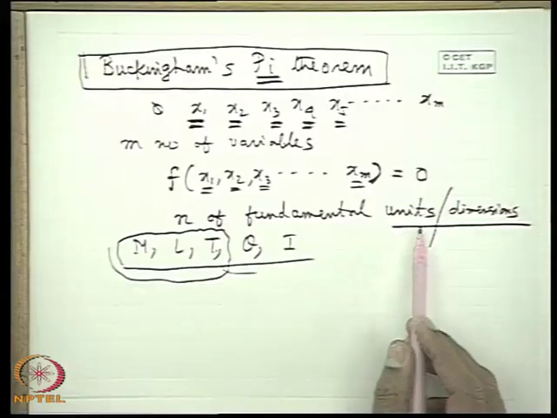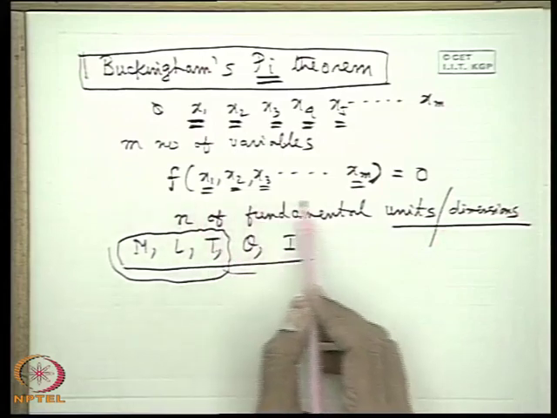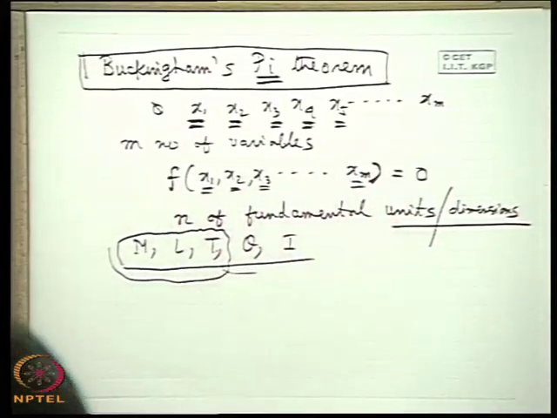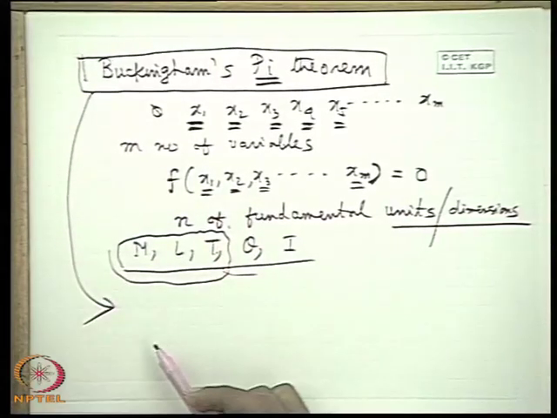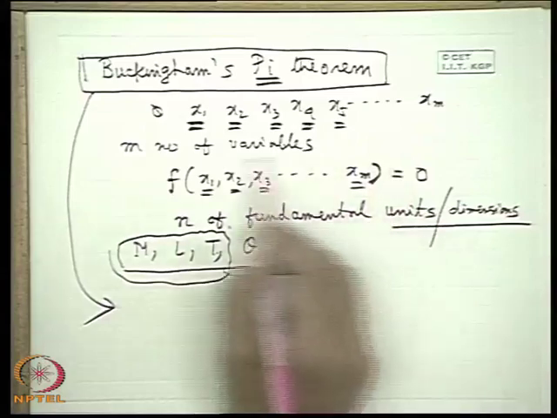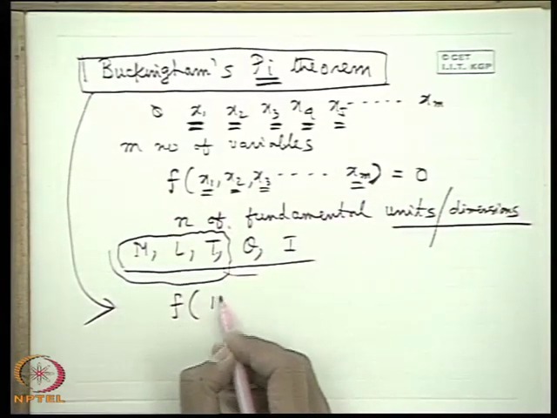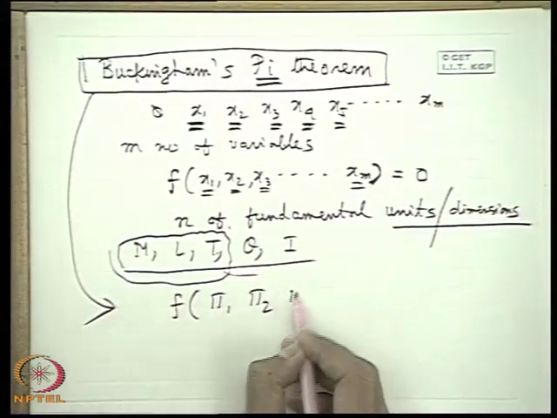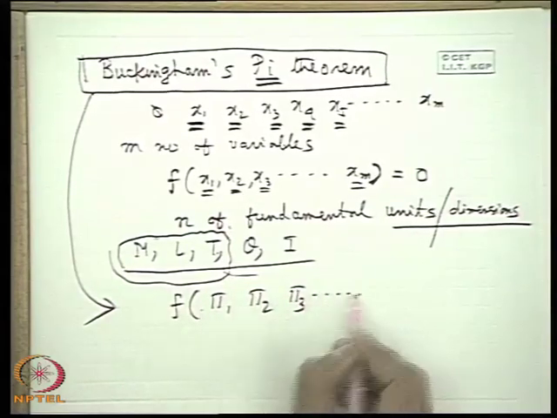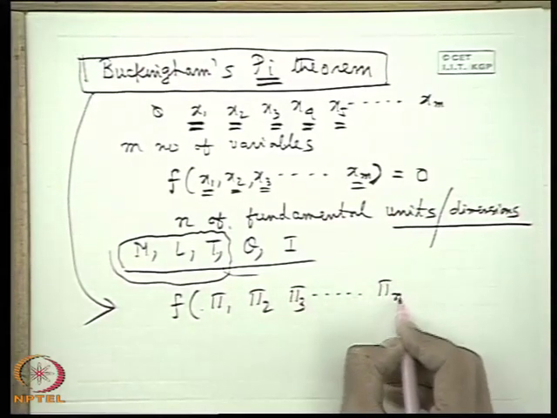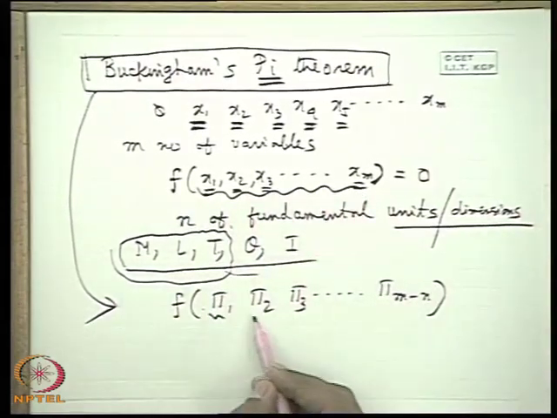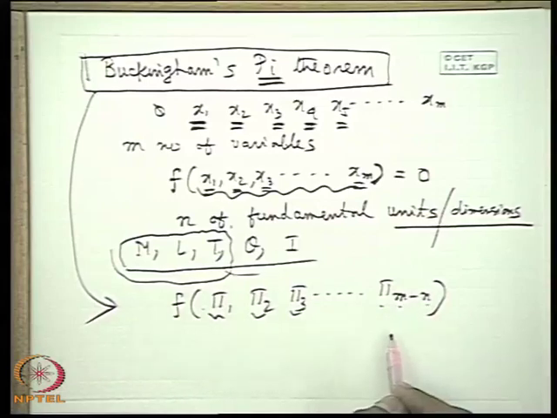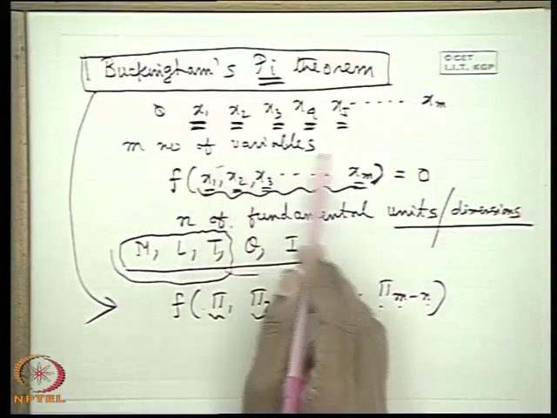n is the number of fundamental units or dimensions in which these m variables have to be expressed. If this is so, then Buckingham first proved that this physical problem may be described by dimensionless terms, which he expressed as pi terms. These are the dimensionless terms, m minus n dimensionless terms. That means from m number of variables, the number of dimensionless terms is reduced to m minus n, where n is the number of fundamental dimensions in which the m variables can be expressed.